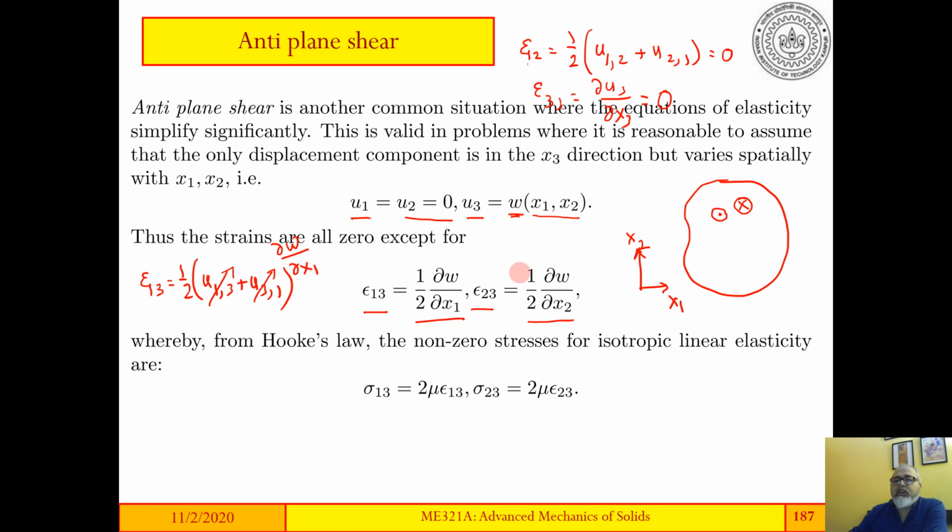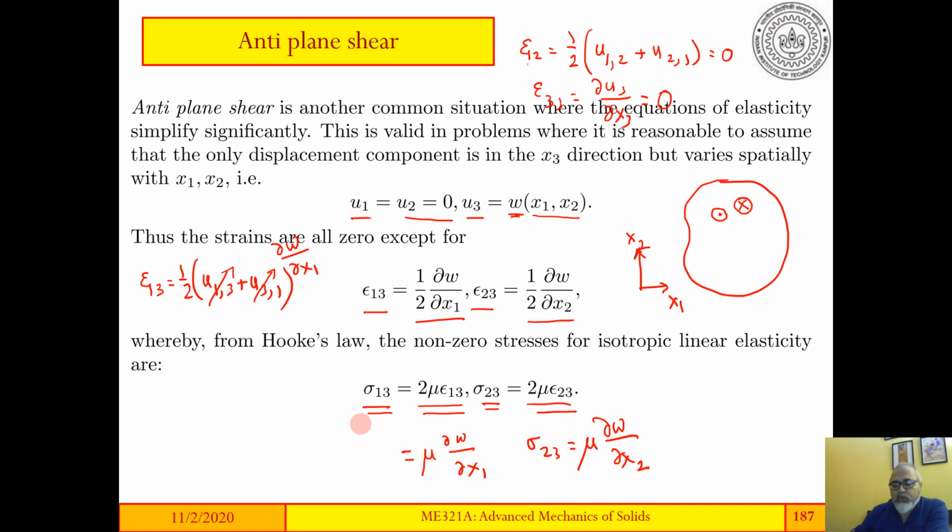Now, we know for isotropic linear elastic materials, shear strains cause shear stresses and shear stresses cause shear strains; shear stresses and strains have no truck with normal stresses and strains. So if epsilon 1 3 is there, sigma 1 3 is there as well. So sigma 1 3 is 2 mu times epsilon 1 3, and sigma 2 3 is 2 mu times epsilon 2 3. That means sigma 1 3 is mu times del w del x1, and sigma 2 3 is mu times del w del x2.